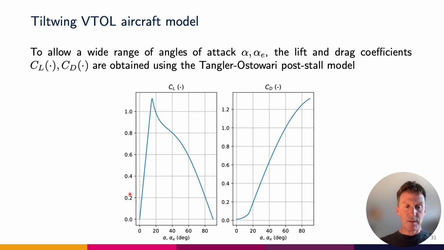The lift and drag coefficients are modeled by the curves shown in these plots as a function of the angles of attack. These could be obtained directly from data, for example, from experiments with the wing in a wind tunnel. Here we're assuming a particular wing cross-section and using the Tangler-Ostowari post-stall model to define these curves.